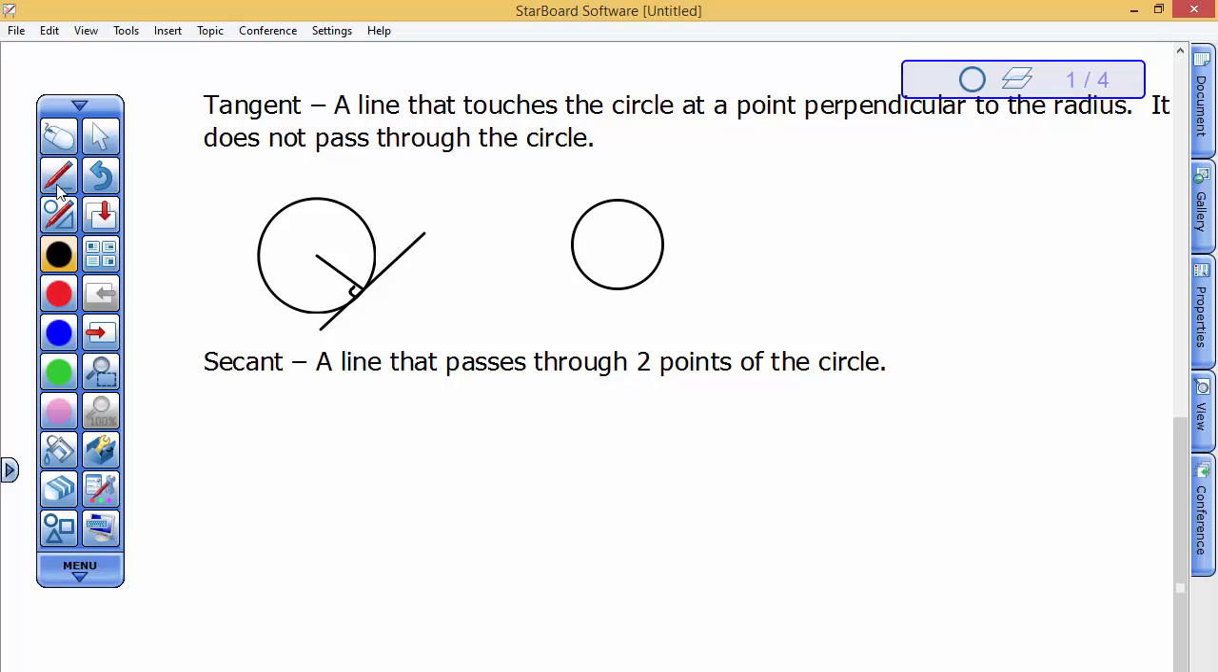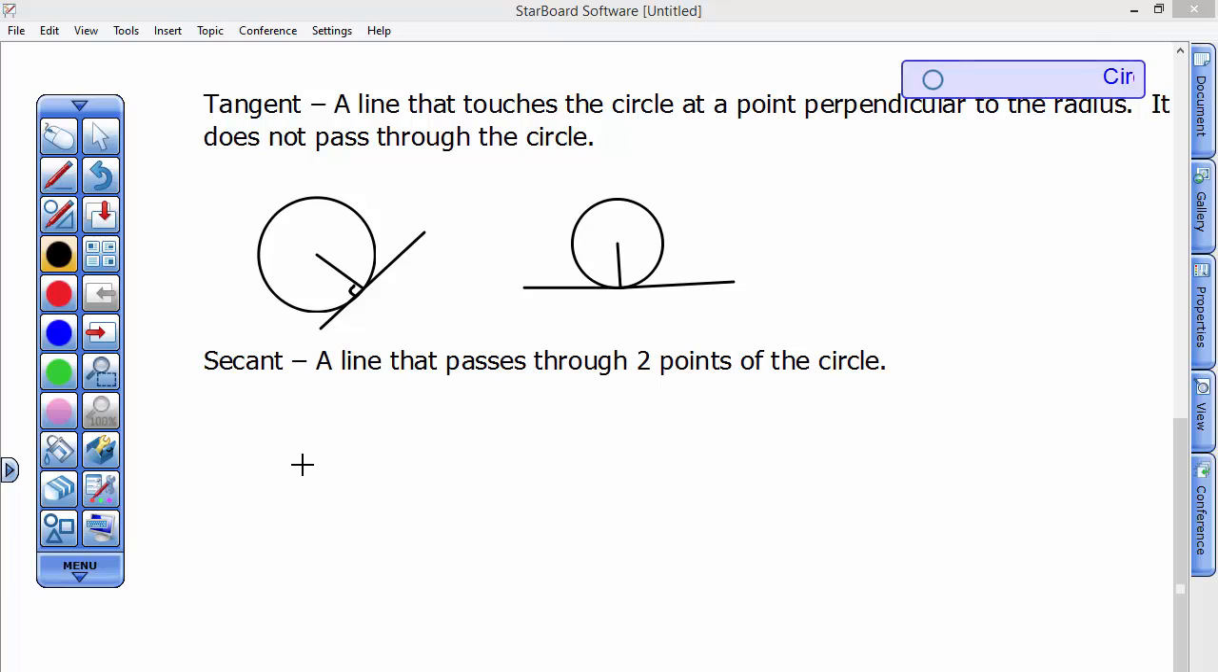So I'm going to try, how about if I draw the radius first, and then see if I can draw a line from that spot, and then from this spot. So that's a better looking tangent line, and the radius is perpendicular at that point. A secant is a line that passes through 2 points on the circle. So here's an example of a secant.